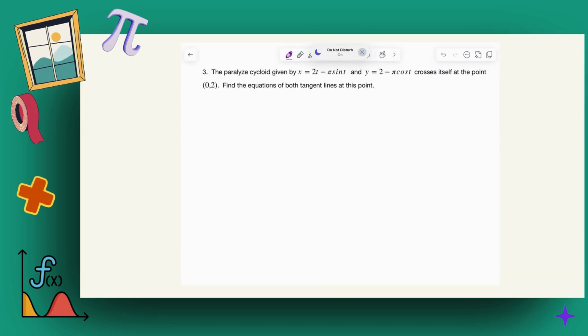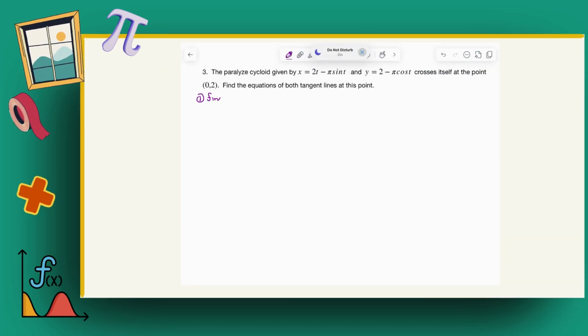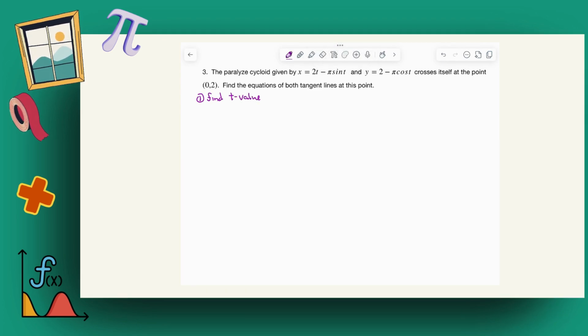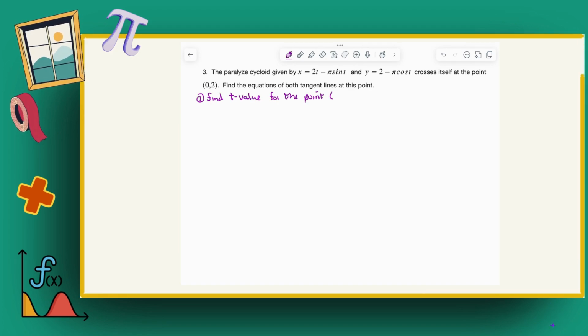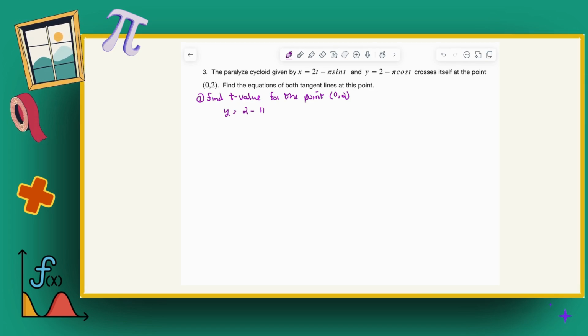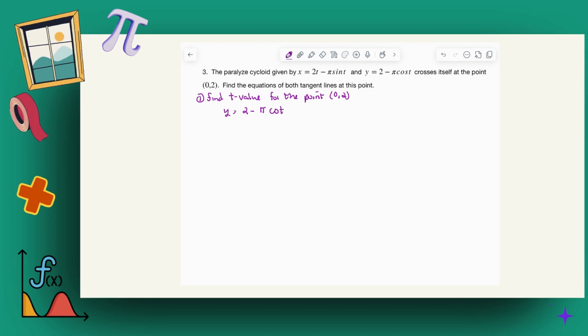For example 3, we want to find the equations of our tangent lines at the point (0, 2). So our first step is to find the t value for which the point has an x value of 0 and a y value of 2. So again, remember I can plug in the 0 into our x function or the 2 into our y function. It really doesn't matter which one you choose. But because the y equation only has one t variable, I'm thinking it's going to be easier to substitute into that. So I'm going to use my y equation.